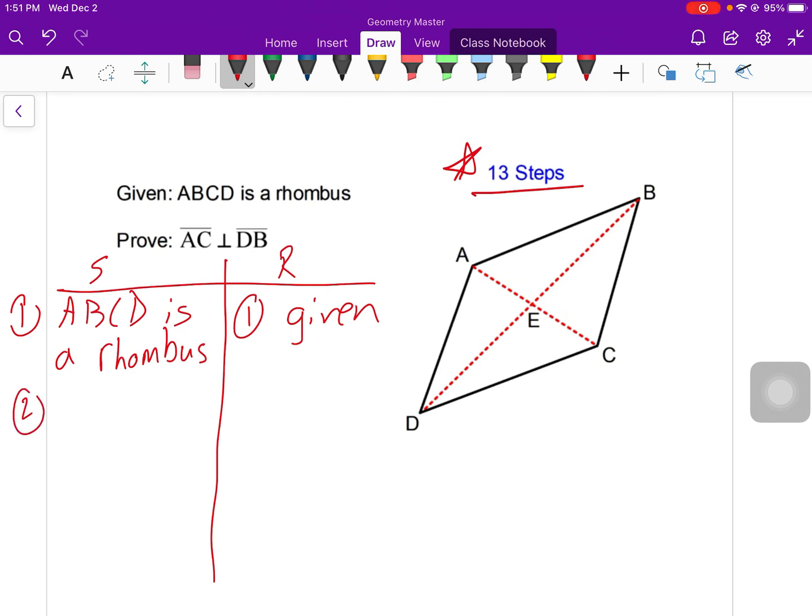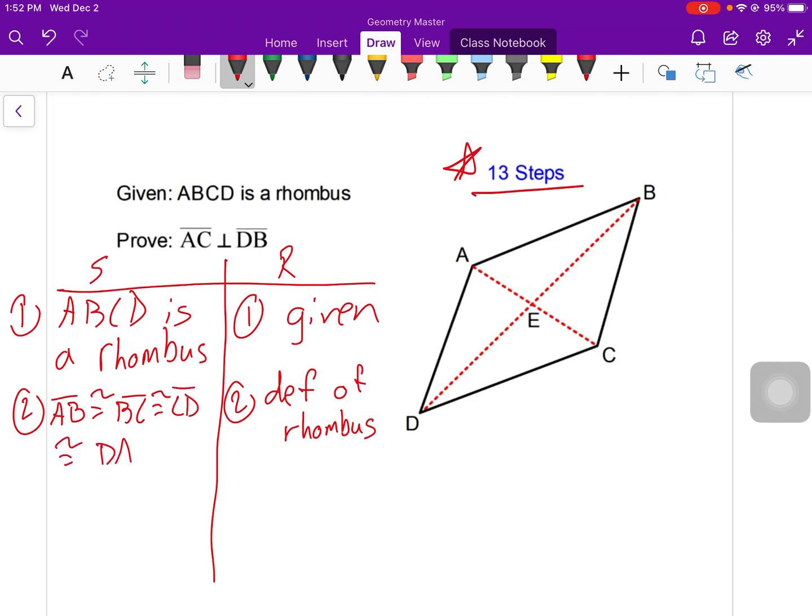So first thing we're going to do, since we're given that it's a rhombus, we're going to use the definition of a rhombus. Definition of a rhombus is we've got 4 congruent sides. So it tells me that AB is congruent to BC, is congruent to CD, is congruent to DA, or AD. All 4 of those sides are the same.